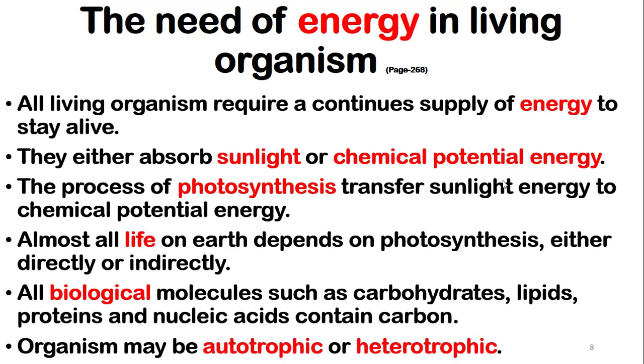Organisms may be autotrophic or heterotrophic. Autotrophic organisms are all those organisms that are capable of producing their own food particles. Heterotrophic organisms are all those organisms that are incapable of producing their own food particles. Plants are autotrophic organisms and all the rest of the living organisms are said to be heterotrophic. Some organisms, like nitrifying bacteria, are said to be chemoautotrophic.